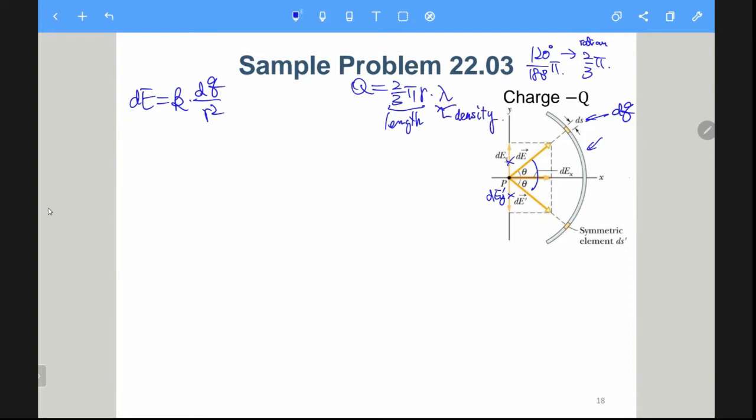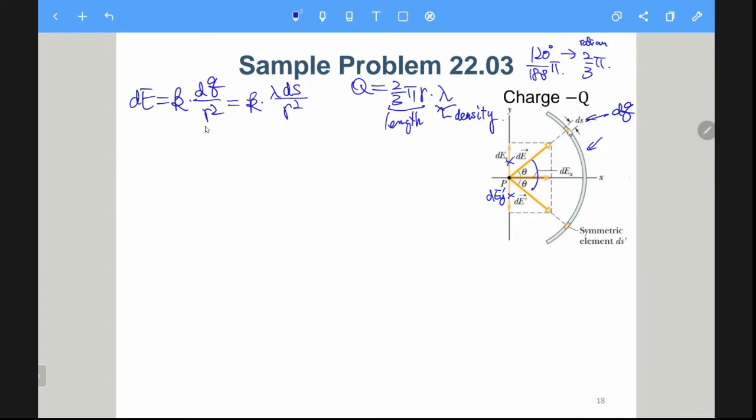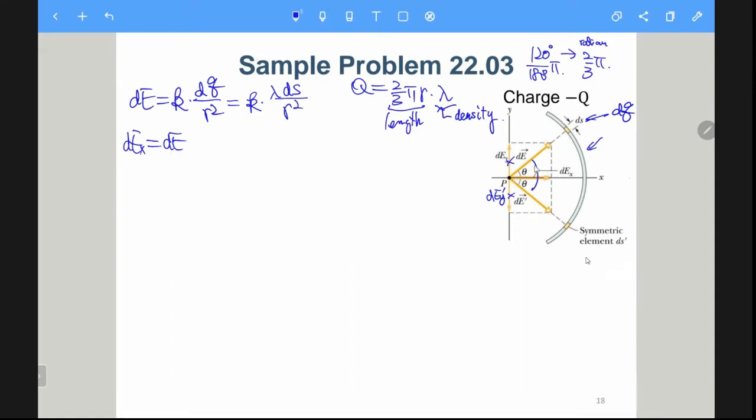Okay, so here we can write it as k times lambda ds over r squared, which is nothing but the length multiplied by the density, which is uniform over the whole rod. The next step is we try to find the x-axis component of dE. Then we know that this is theta. So the x-axis component will be dE cosine theta.